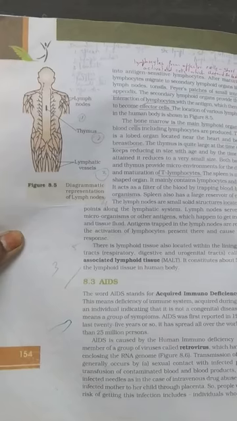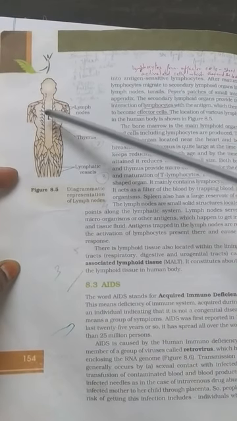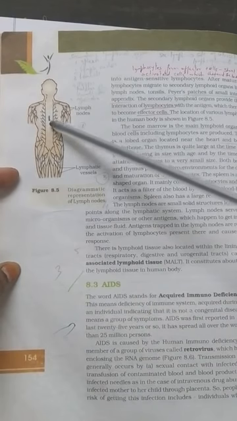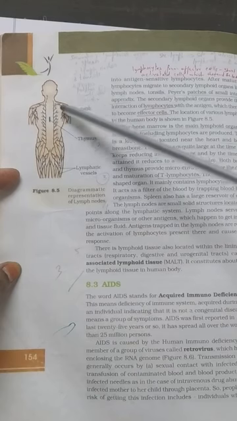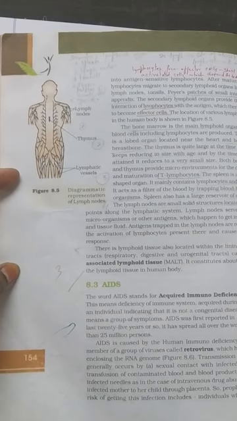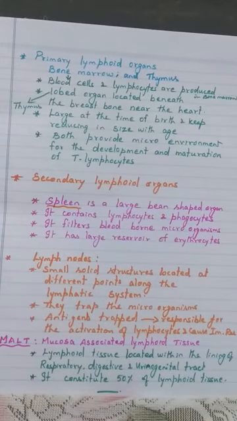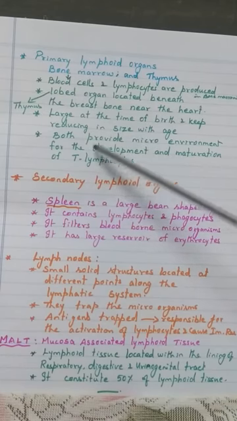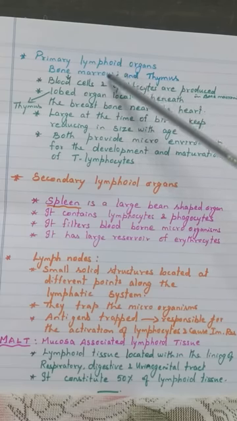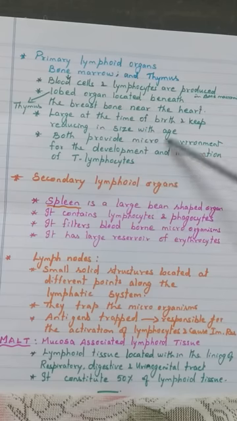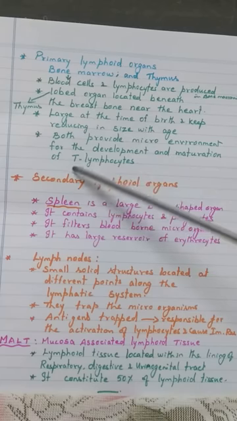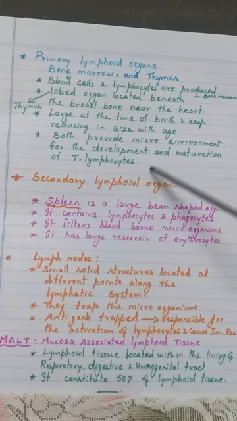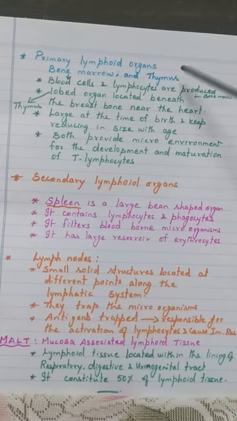See here the location of thymus. Thymus is located near the heart just beneath the breastbone. And these are lymphatic vessels and these dotted structures are lymph nodes. Both bone marrow and thymus, both primary lymphoid organs, provide microenvironment for the development and maturation of T lymphocytes. So, origin, development and maturation of lymphocytes happen in bone marrow and thymus.